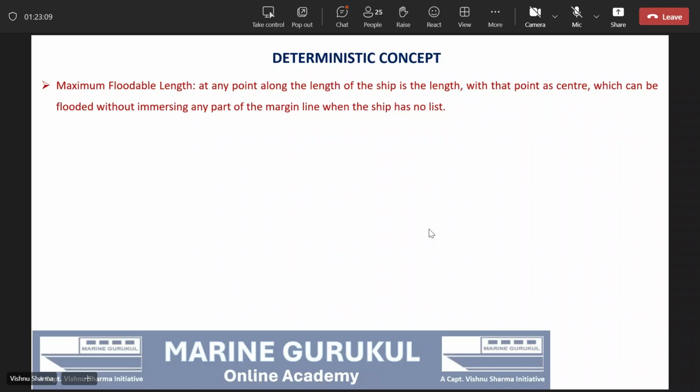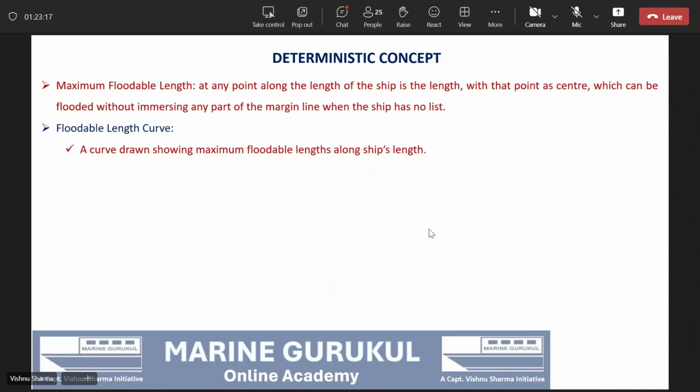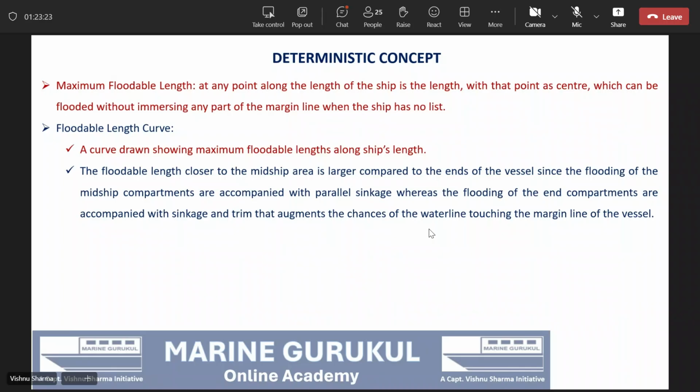Let the floodable length curve come and then I'll explain to you. Floodable length curve, you saw this floodable length curve. It's a curve drawn showing maximum floodable lengths along the ship's length. The floodable length closer to the midship is larger compared to the ends of the vessel, since the flooding of the midship compartments is accompanied by parallel sinkage, and the flooding of the ends is also accompanied by change in trim. So obviously smaller compartments, if trimmed at the ends, will bring the margin line faster to the water line compared to a similar compartment midships.